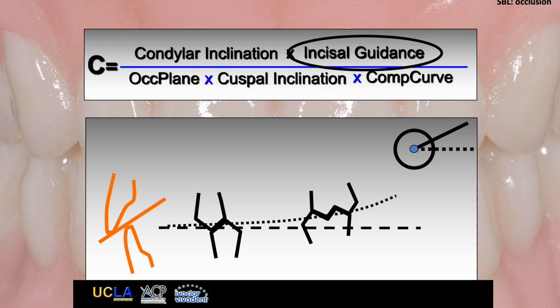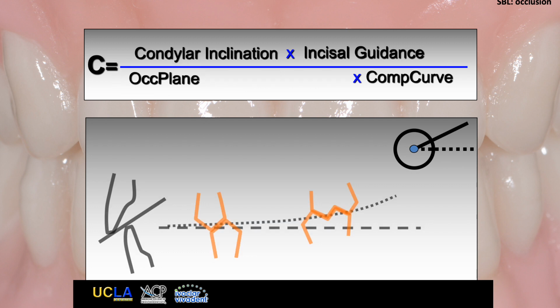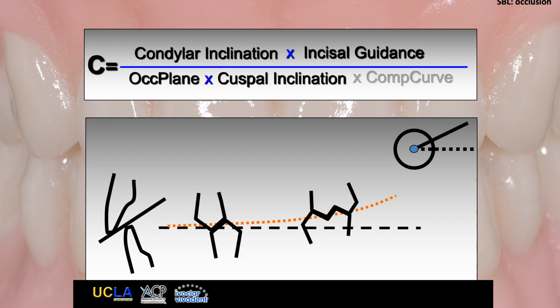Now, I can ask a follow-up question: how do I then manage that problem? Well, either I reduce that incisal guidance, or I change one of the three: plane, cuspal, and compensating curve. So that's the kind of questions you will have this time on the exam.